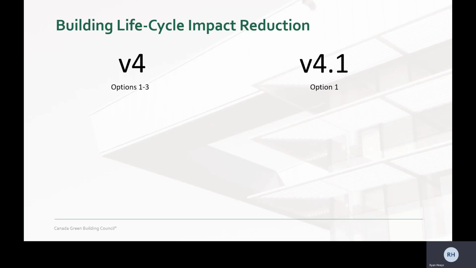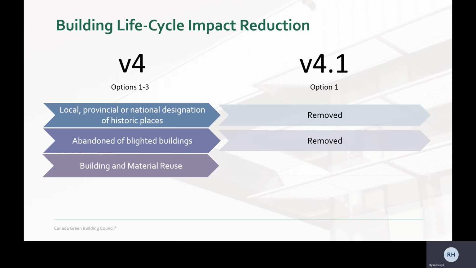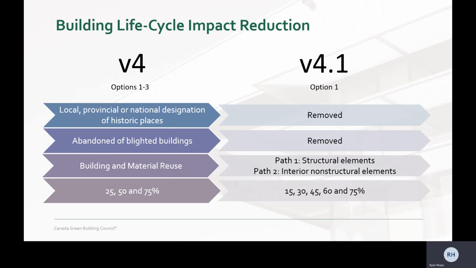The most significant revisions to the requirements are regarding option 1, with the removal of the local, provincial, or national designation of historic places requirement, removal of the abandoned or blighted building requirement, and the consolidation of the building and material reuse into 2 pathways: structural elements and interior non-structural elements. It essentially restores the LEED 2009 pathways that provided simpler, more prescriptive calculations. This allows projects to select either one or both types of reuse depending on project scope.